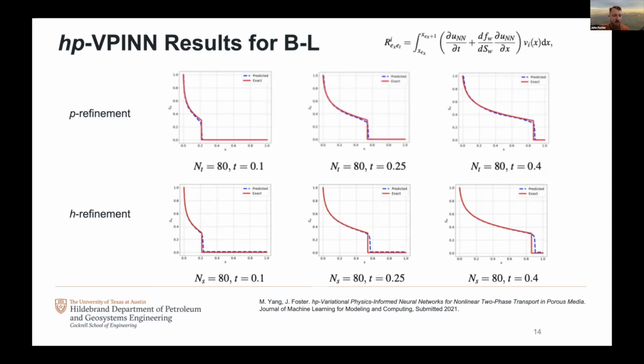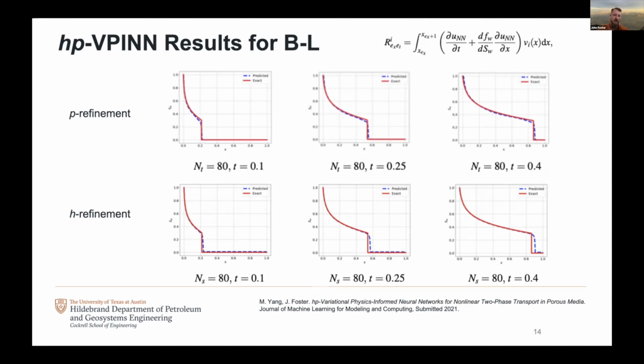Having said all that, you might have noticed on the previous slide that I kind of poo-pooed the fact that even though we can do this, maybe you shouldn't, because you can solve this much faster using just a standard finite element solution. So just because we can doesn't mean we should.